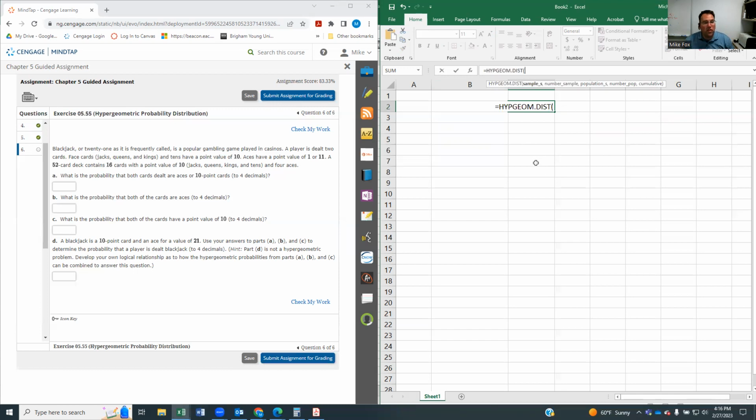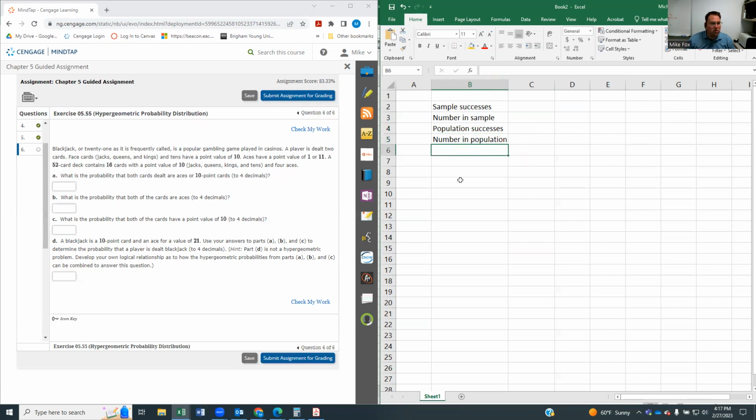All right, so the arguments for this one are a little more complicated. We have sample successes and the number in the sample, population successes and the number in the population, and then finally cumulative, okay? So that's the arguments that we're going to set up our problem here. So I'm going to do sample successes and number in the sample and population successes and the number in the population, and then finally the cumulative thing, okay? All right, so let's talk about what each of these mean as we go through the problem.